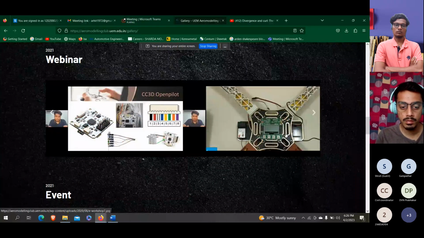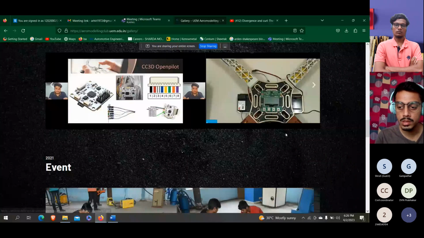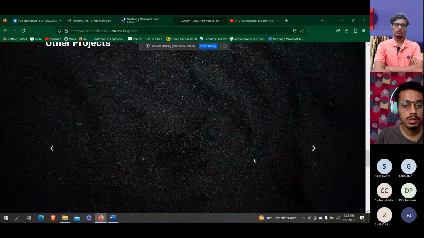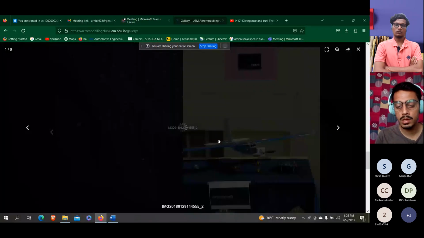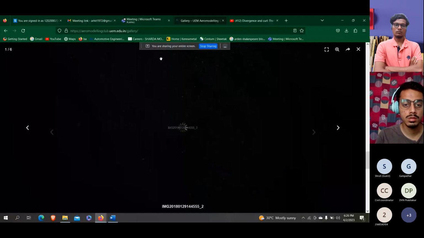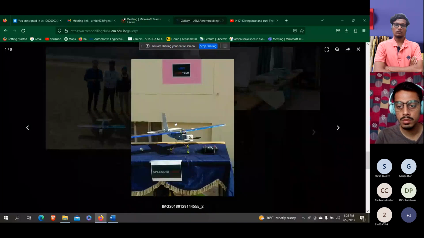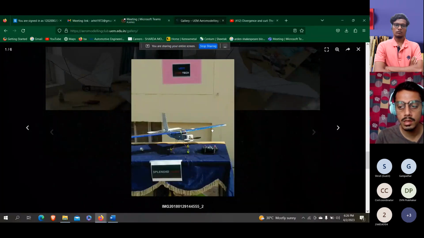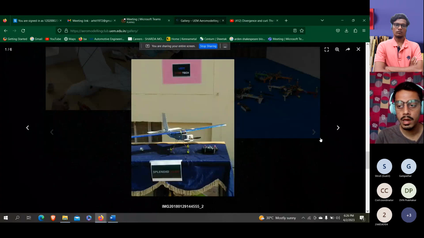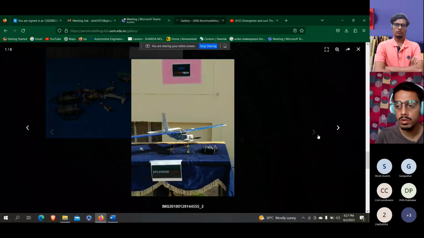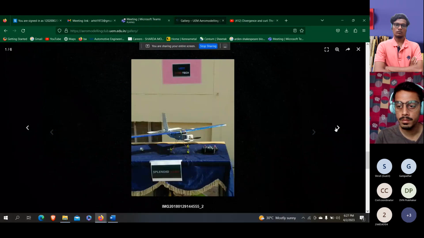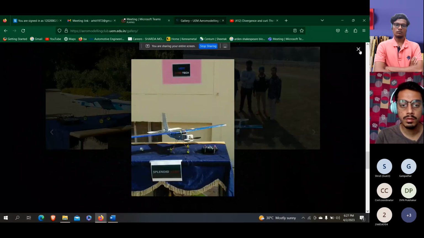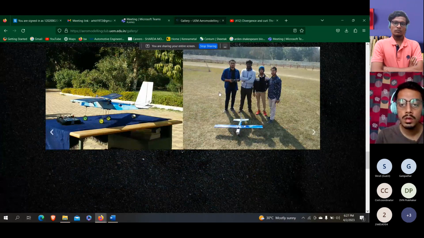Apart from this, our other projects are these. This was our IIT Kharagpur project in which we participated. It is an RC aircraft we built, and we took part in the Kshitij Tech Fest at IIT Kharagpur. And these are a few memories from IIT Kharagpur.